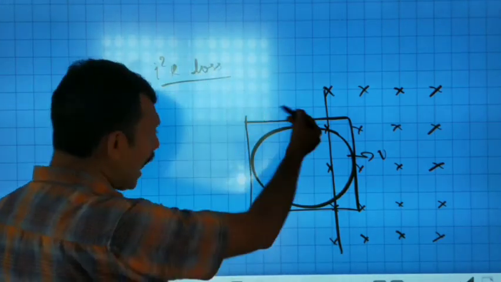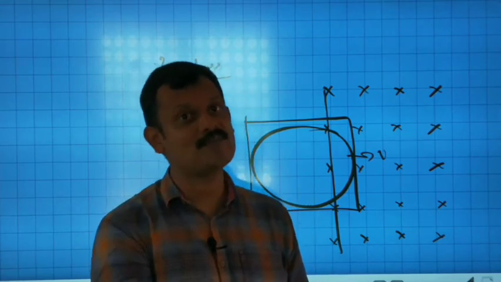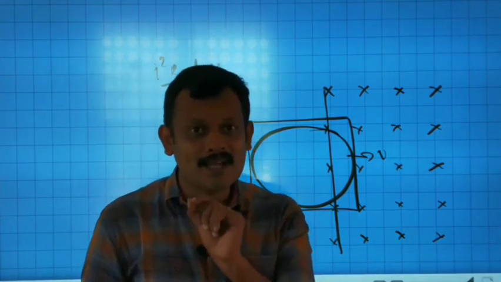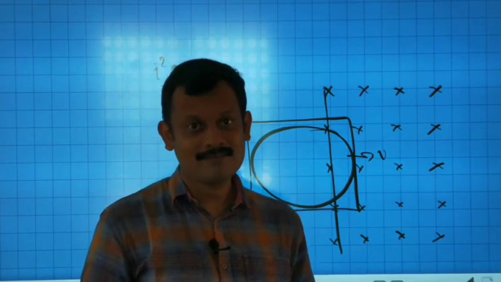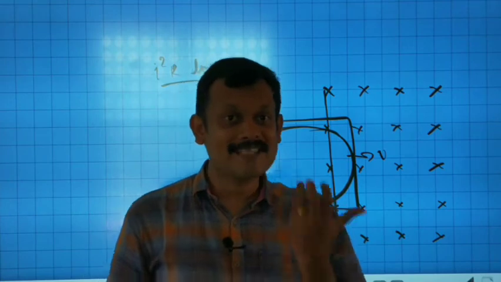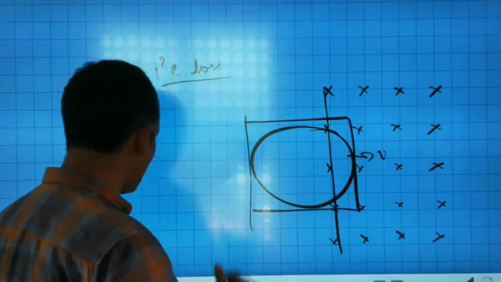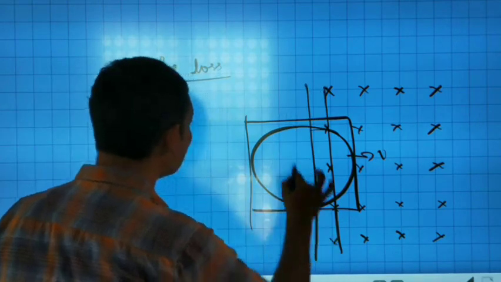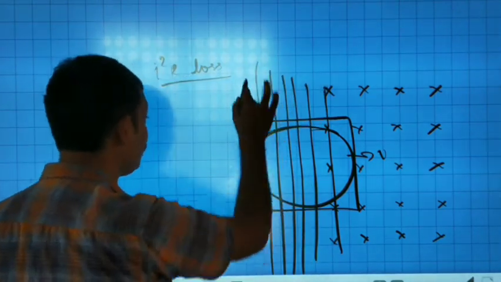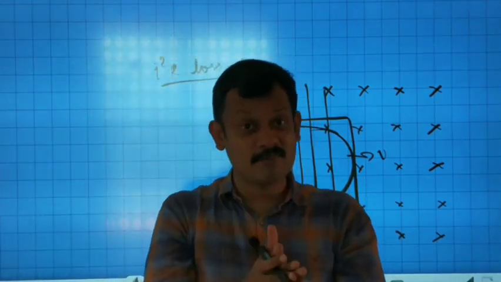Very simple. This conducting path has to be broken. Then only the current can be broken. How to break the current? Current needs to be broken. So what I will do? I will just cut this plate into very small strips.